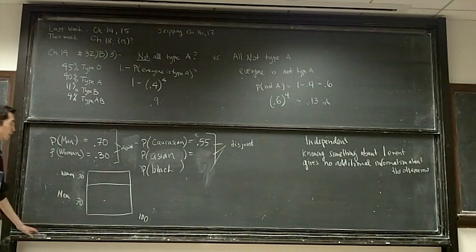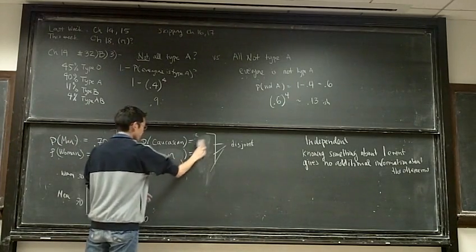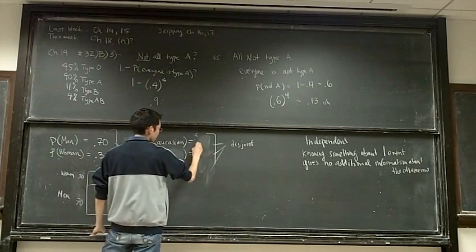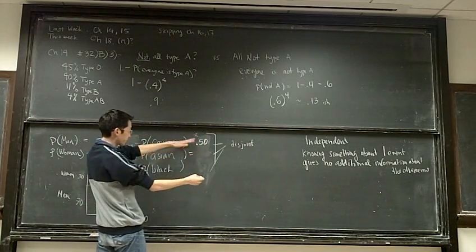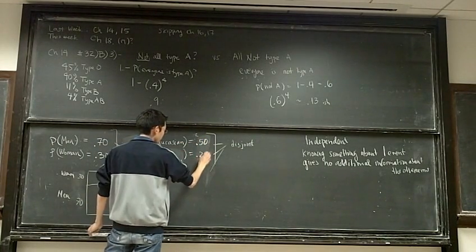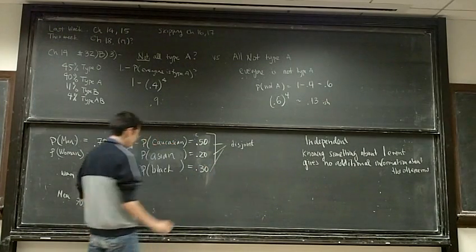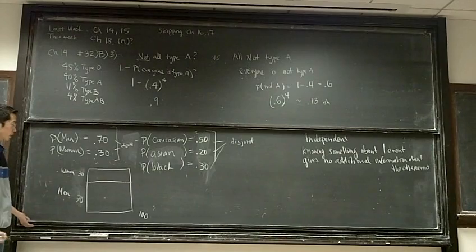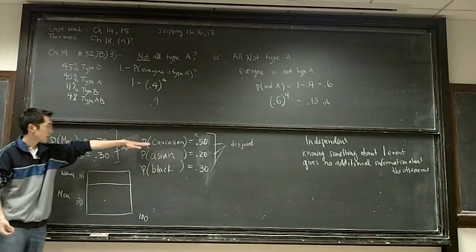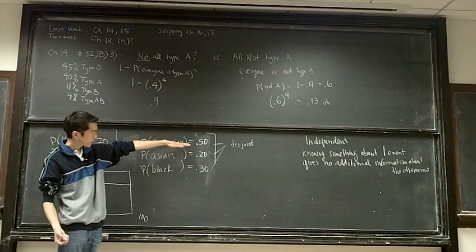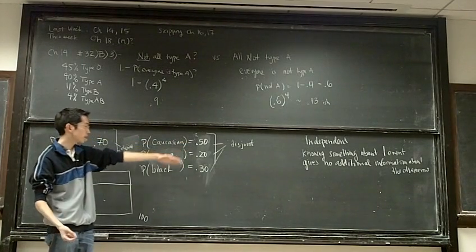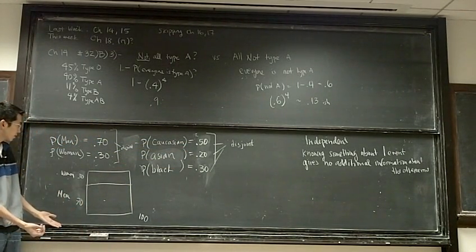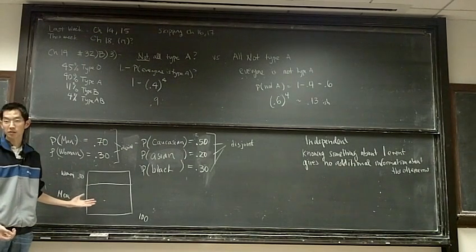Just for simplicity's sake, I'm going to change these proportions to this. We'll say that at this school you're only one of these three races. So if out of the 100 students 50% are Caucasian, that means we have a total of 50 Caucasian students.